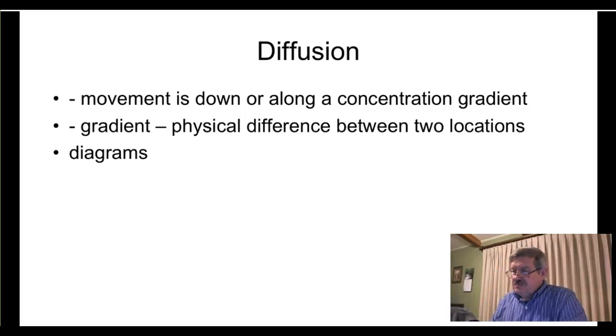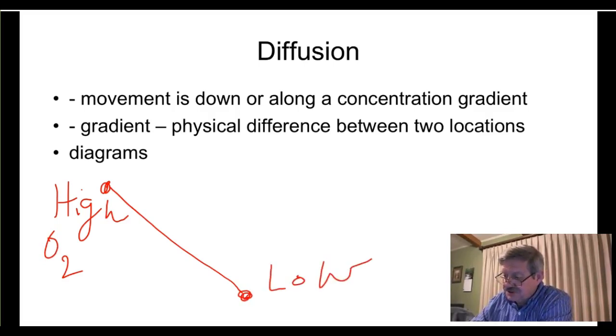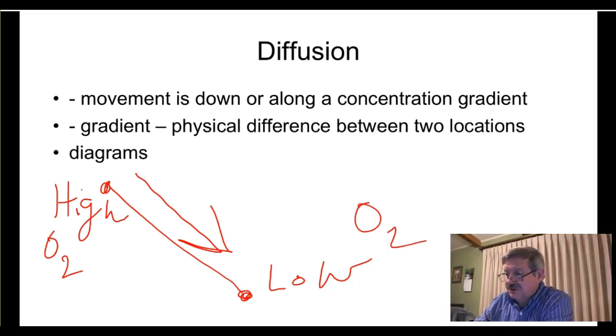So, if we look right here, we're going to have an area where there's a high concentration of some kind of material, let's say maybe oxygen. And here, there's a low concentration of oxygen. Oxygen will move from where it's in a high concentration to a low concentration. Same thing would happen with any other gas or sugar in a liquid or what have you.